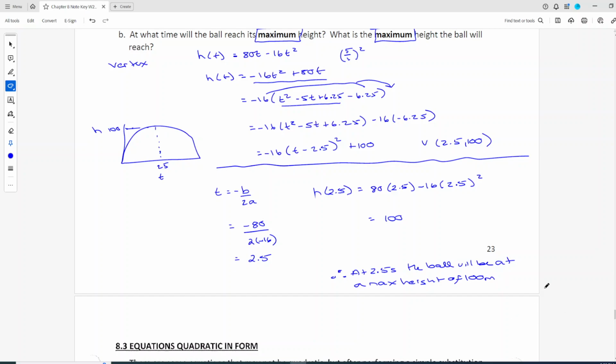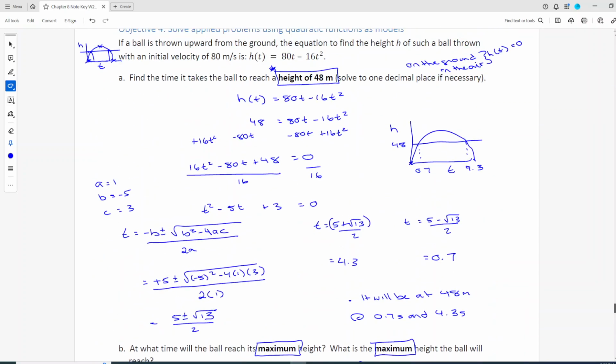All right, so again, that was just a review of 8.6. The questions in 8.4 will be like this first one, where you have to factor or complete the square or use the quadratic formula. All right, good luck.